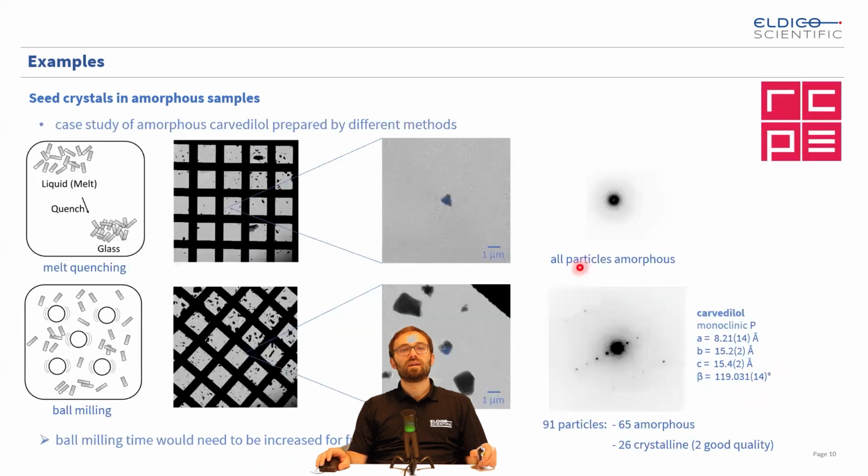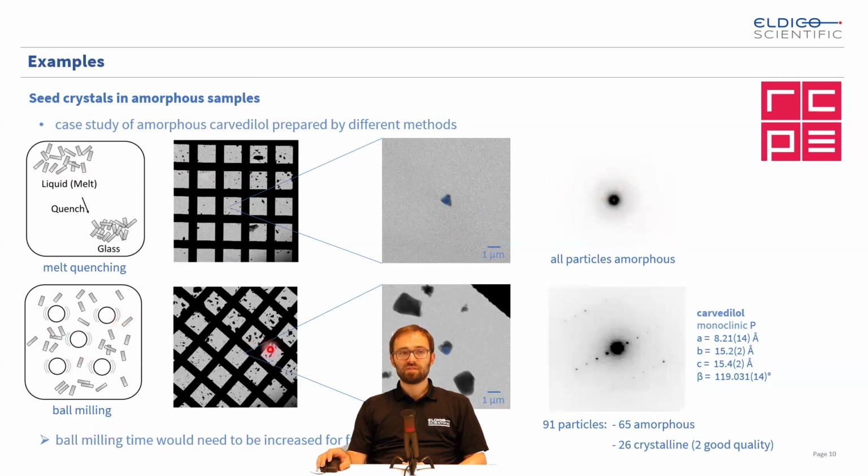So we wanted to investigate amorphous samples with ED a little bit more and looked at amorphous samples prepared by different methods. In this case, the example compound is carvedilol, which is a beta blocker. The first method used was melt quenching. Again, we performed the crystal mapping. We can see just one example crystal here. And in this case, we did indeed find that all particles are amorphous. We didn't see discrete Bragg peaks from any particle.